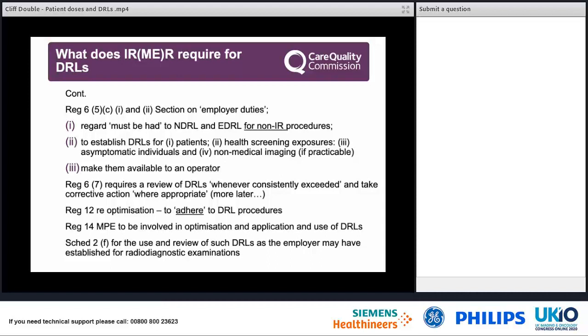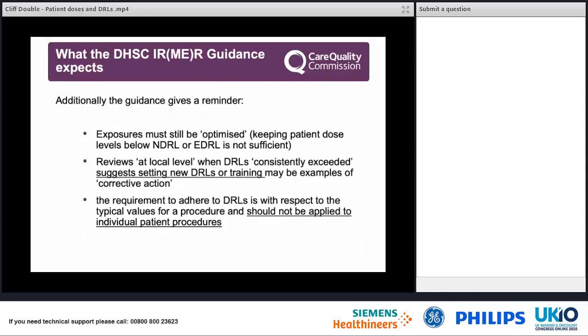Regulation 12 on optimization requires you to adhere to DRL procedures. Regulation 14, the medical physics expert is to be involved in optimization and application in the use of DRLs. So it ties in optimization and DRLs, and you'll find this throughout the regulations. Schedule 2F is a requirement for there to be a procedure for DRLs. In support of the IRMER regulations, there is IRMER guidance produced by the Department of Health some years ago.